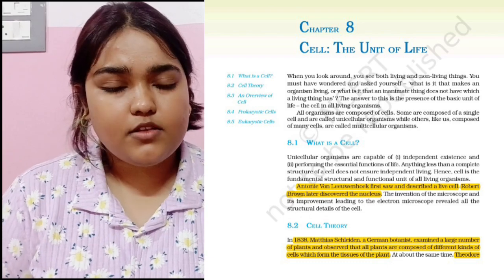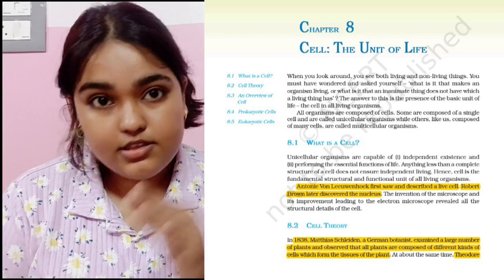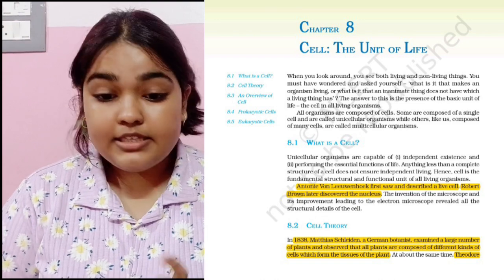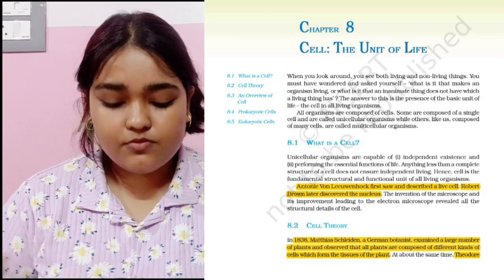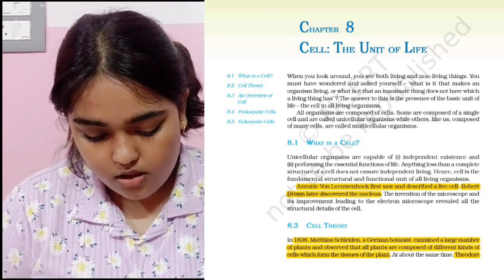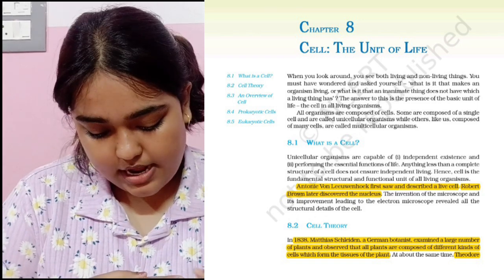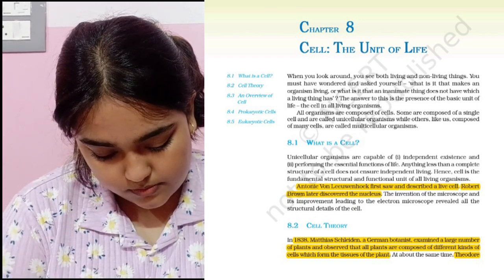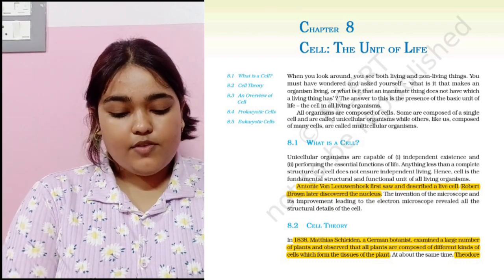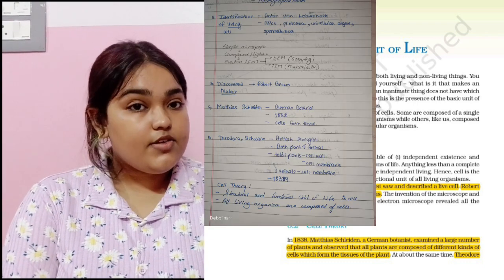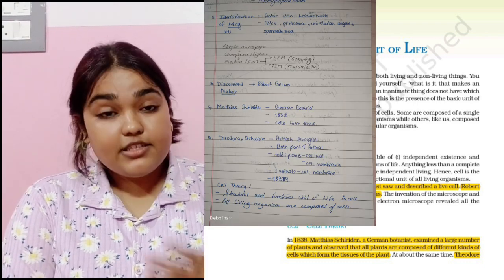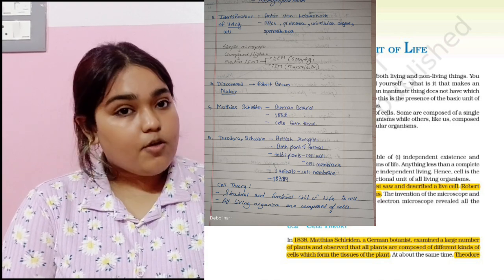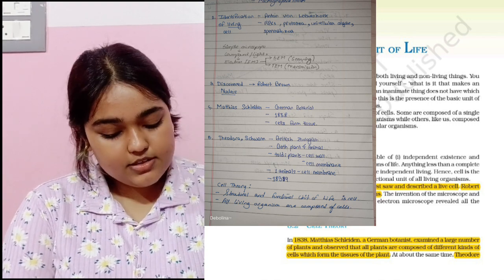What is a cell? Let's start with the basics. Cell is a structural and functional unit of all living organisms, be it prokaryotes or eukaryotes, for both. We're going to come to that in the later half of the chapter. Now we have Anton van Leeuwenhoek. He was the first one to see and describe a living cell. Second, we have Robert Brown, who discovered the nucleus.